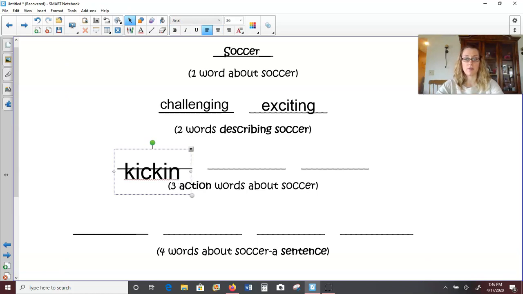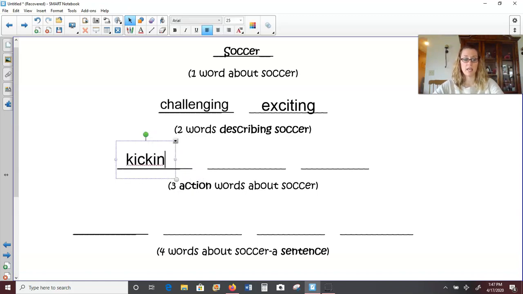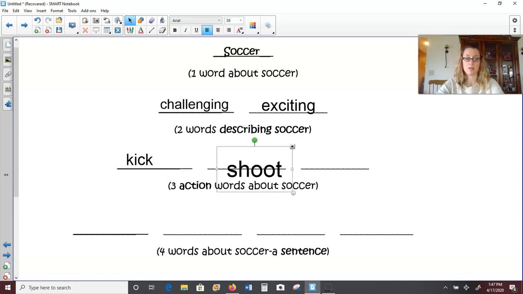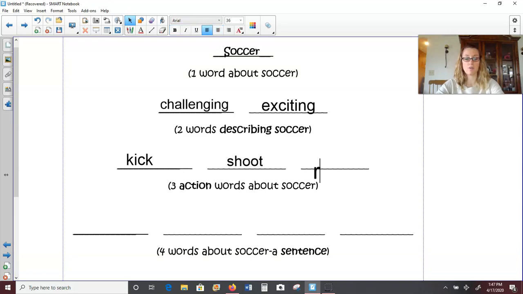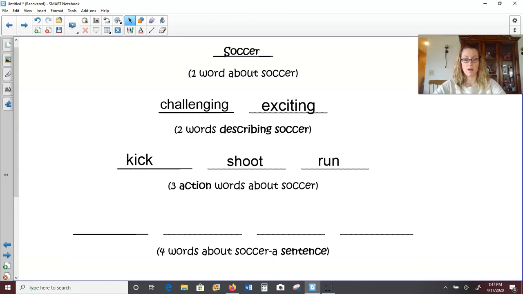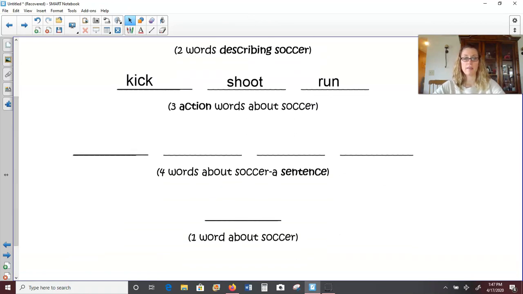So thinking of what you do in soccer, kicking, or I might just say kick. Keep it just present tense. Kick, shoot, and another action in soccer, kick, shoot, run. Lots of running in soccer. All right, and then the fourth line is four words about soccer, and this can be a sentence.